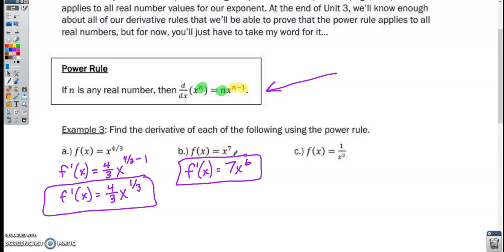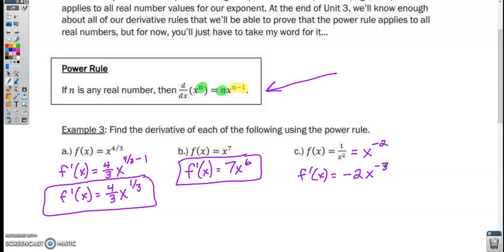All right, part C. F of x equals 1 over x squared. Now before I can use the power rule in this one, I need to get this into the form x to the n power. So I'm going to rewrite f of x, instead of as 1 over x squared, as x to the negative 2. And then I'll take the derivative of that. So f prime of x is going to be equal to, bring the power in front, drop the power by 1, negative 2 minus 1 is negative 3.